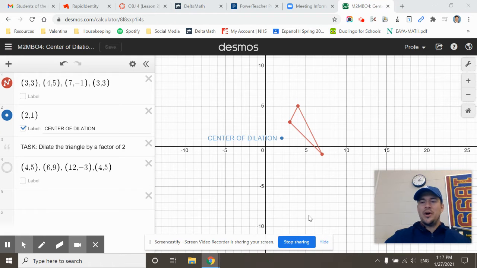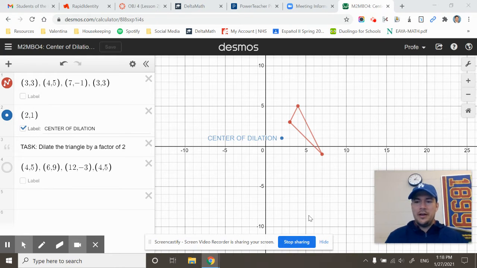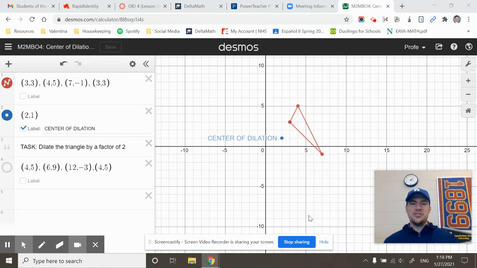Hey everyone, we're going to talk about dilations again, and this time we're going to make it so that the center of the dilation is not necessarily the origin. The origin is the point (0, 0), and that's how we have begun talking about dilations. But what if, for example, I want to dilate this red triangle by a factor of 2?